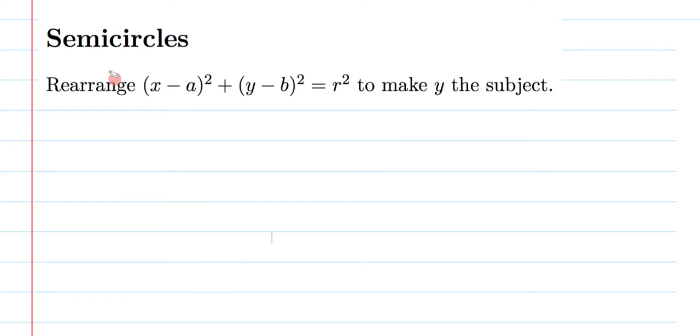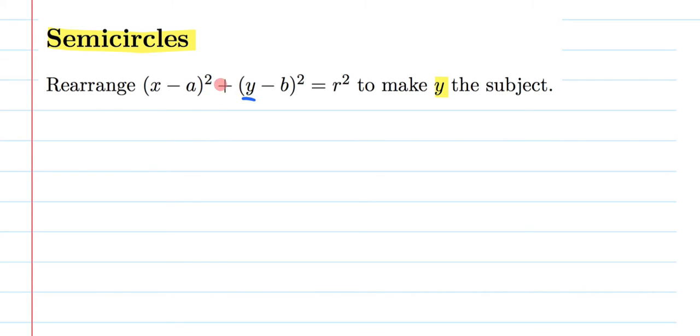So in this video, we're going to be talking about semicircles. We're going to begin with our general equation for a circle. And to get it into a semicircle, we're going to rearrange it to make y my subject. So how am I going to go about that?